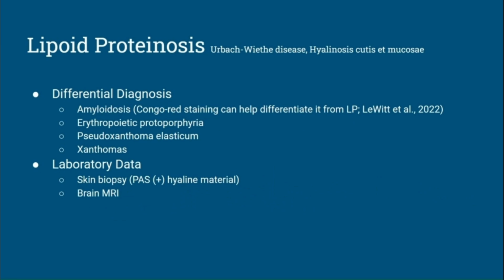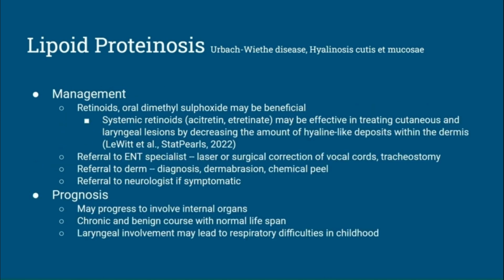Things you can do: amyloidosis stains, so you can stain Congo red to help you differentiate from other disorders, as well as erythropoietic protoporphyria, which can present very similarly. You can also consider PXE and xanthomas. And head imaging is going to be very important for this because the calcifications can help give away the disease right away, depending on the pattern.